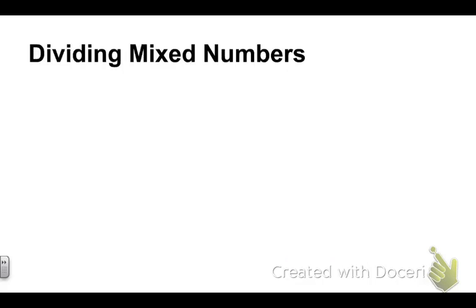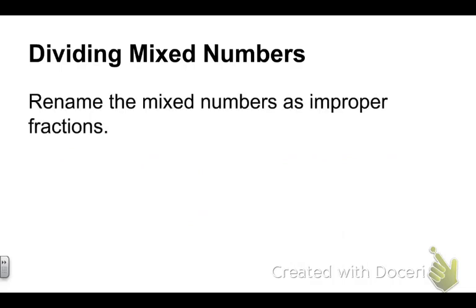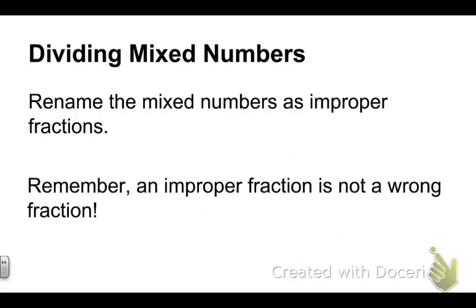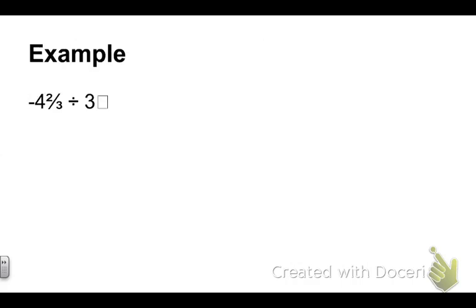Alright, dividing mixed numbers. You need to rename the mixed numbers as improper fractions, and as I've said before, an improper fraction is not a wrong fraction. Improper fractions are just fine to use and work with. So, for some reason, I don't know why my fraction isn't coming up here, but our example is -4 2/3 divided by 3 1/9. So let me just write that in.